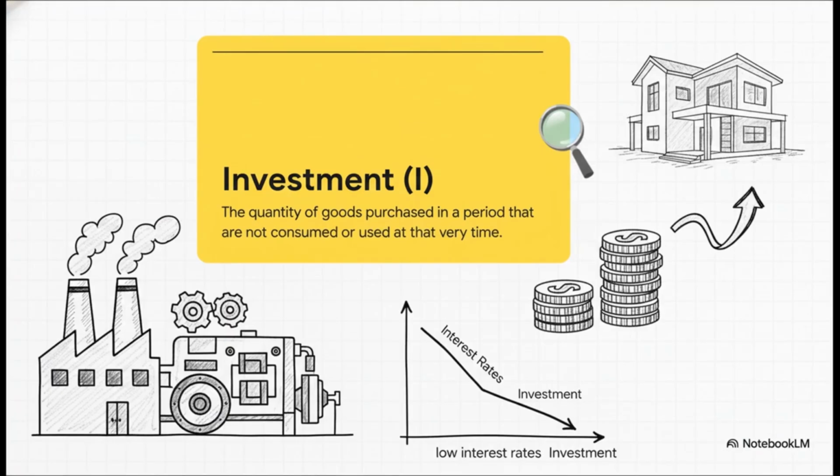First things first, let's decode the letters. The I in IS stands for investment, and it's super important to know we're not talking about buying stocks here. This is about physical stuff, companies building new factories, buying new machinery, people building houses. And here's the golden rule you've got to remember. When interest rates are low, it's cheap to borrow money. And when it's cheap to borrow, what happens? Yep, investment in all that physical stuff goes way up.